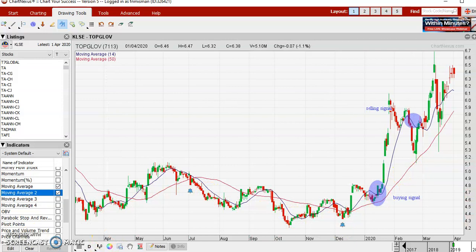So in this case, if you're using the double moving average, where is the intersection? To make a decision, we need to find the intersections. For example, over here, this is a buying signal, this is a selling signal.